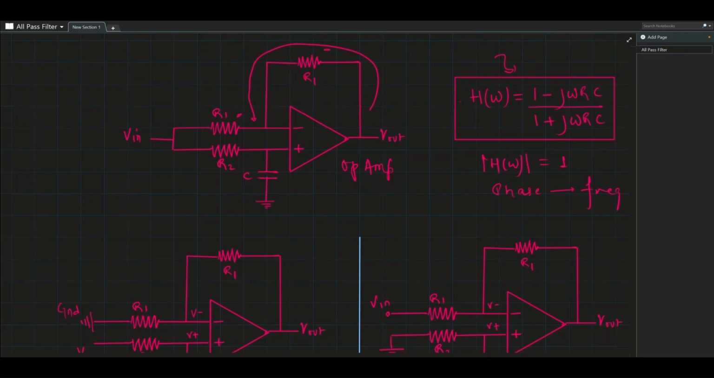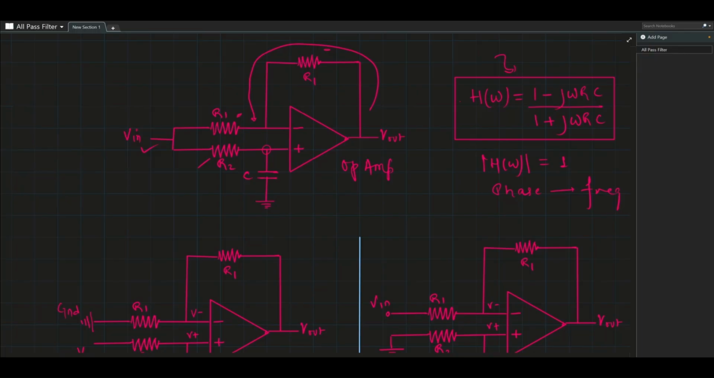And on the positive terminal, I have resistor R2 connected. This R2 is different from R1, and we have this capacitor connected to the positive terminal, which in turn is grounded here, and our input is connected to both these positive and negative terminals. We need to analyze this circuit and come out with its transfer function.